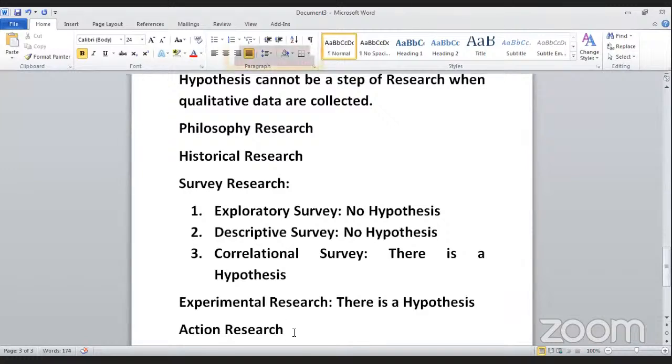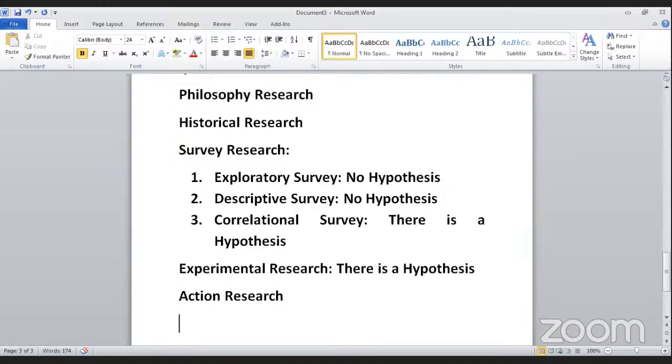So in experimental research, you must have a hypothesis. And in action research also, you can have a hypothesis. I'm saying can have a hypothesis. But in correlational, survey and experimental research, you must have the hypothesis. So therefore, I have given you the definition of hypothesis, and I have told you for which types of research you can have the hypothesis.